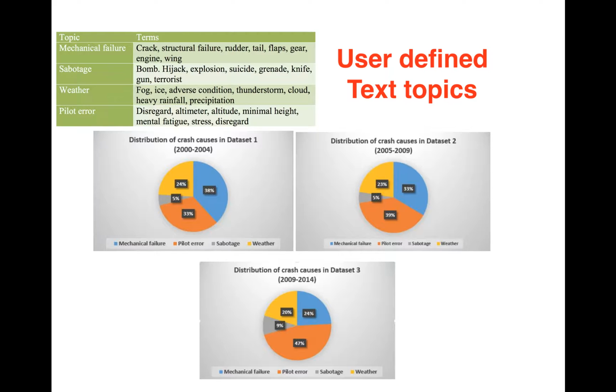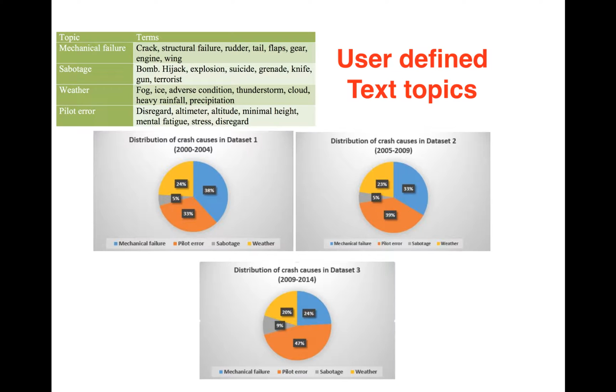The first is mechanical failure. The terms in this are crack, structural failure, rudder, wing. And the words in sabotage are bomb, hijack, explosion. Words in the weather topic are fog, ice, thunderstorm, cloud, heavy rainfall. And the words in pilot error are disregard, altitude, altimeter, etc.